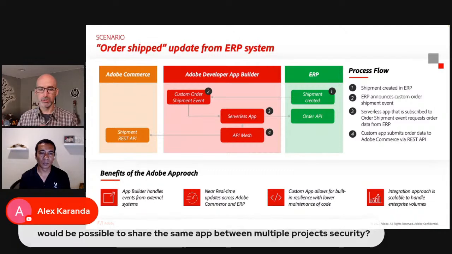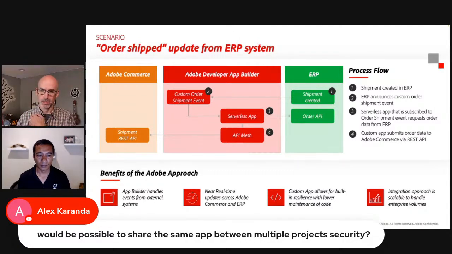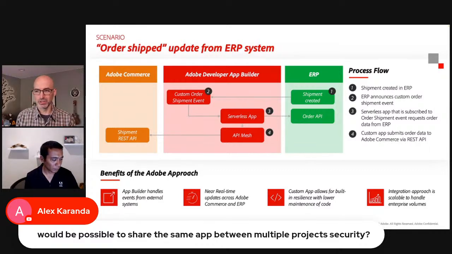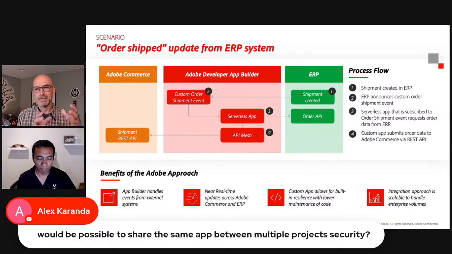We have another question from Alex here. Would it be possible to share the same app between multiple projects in terms of security? So share the same app. Let me, I guess, give a little bit of foundation on how App Builder works, which may answer this, and then Surya, I'll let you jump in. But when you build a project in App Builder, you're essentially going into our developer console. You're creating a project, and then you're hooking up those APIs and writing your code, etc.